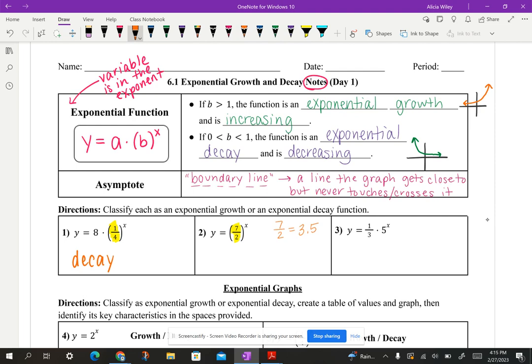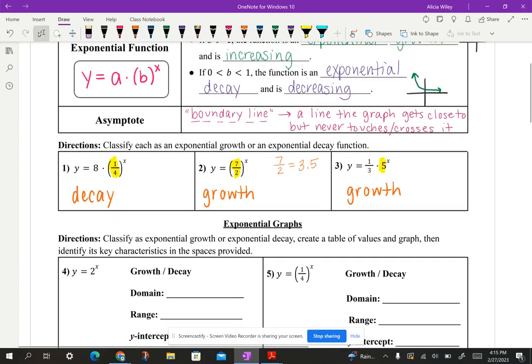So make sure you understand the value of it. That is bigger than 1, so then this one you should have picked growth. And then finally on number 3, this one you can see the base is 5, okay? And the base is what determines growth or decay. 5 is bigger than 1, so then this would also be a growth function.